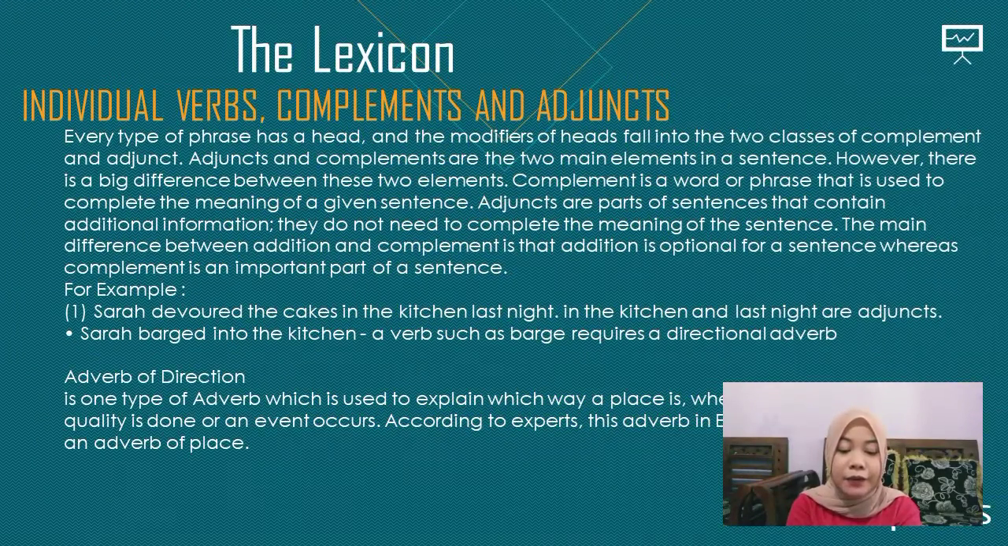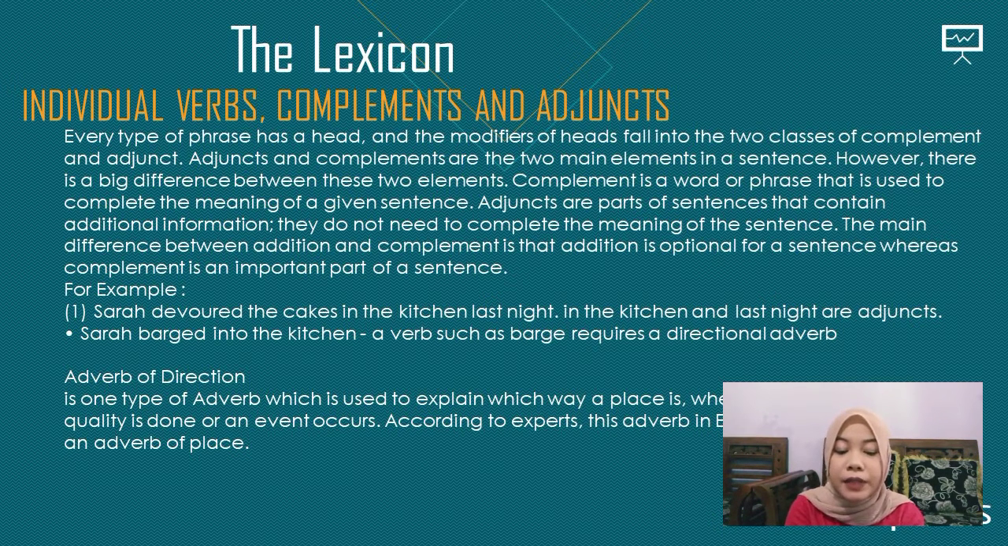Okay, next is individual verbs, complement, and adjunct. Every type of phrase has a head, and the modifiers of the head fall into the two classes of complement and adjunct. Adjuncts and complements are the two main elements in a sentence. However, there is a big difference between these two elements. A complement is a word or phrase that is used to complete the meaning of a given sentence. And adjuncts are parts of sentences that contain additional information. They don't need to complete the meaning of the sentence.